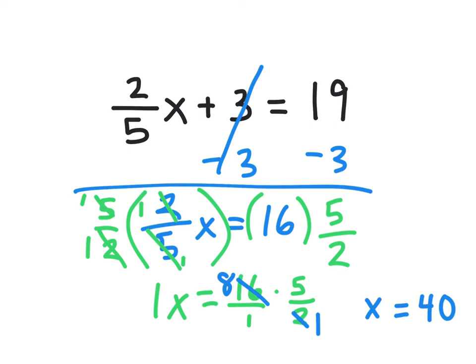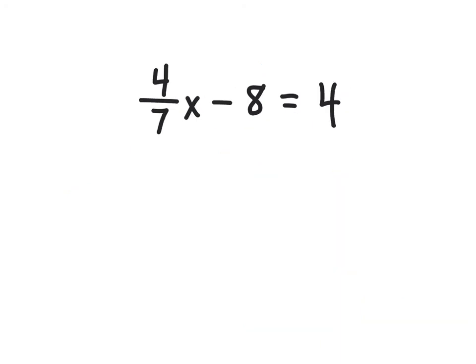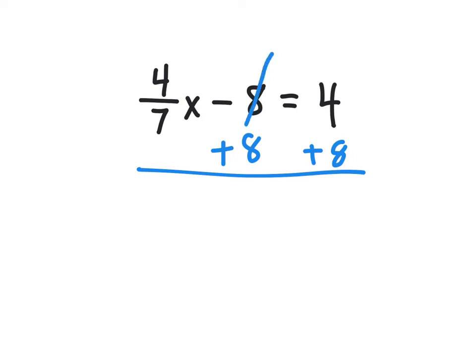Let's look at another one. Take a second and hit pause and try this problem on your own before you watch the video. Alright, so to solve this equation, we're going to start by adding 8 to both sides. When I add 8 to both sides, these 8's create 0. I'm left with 4/7 x equals 12.